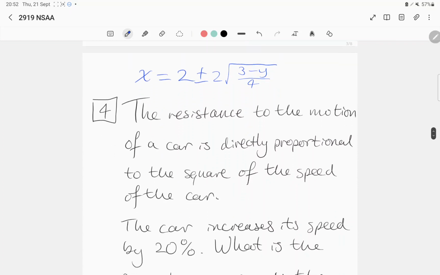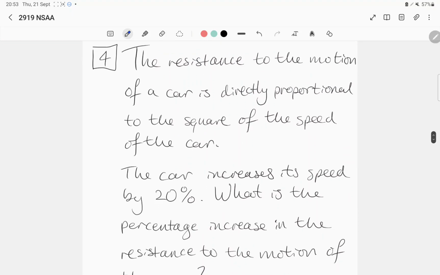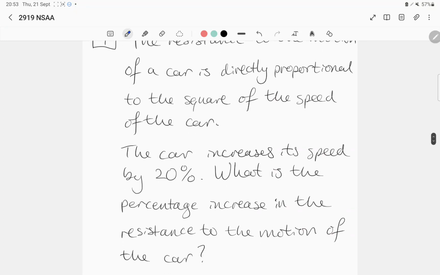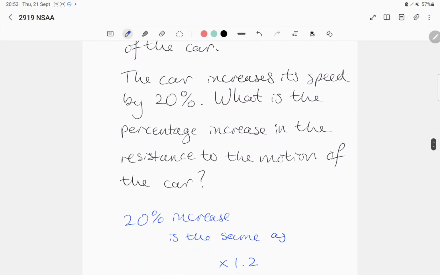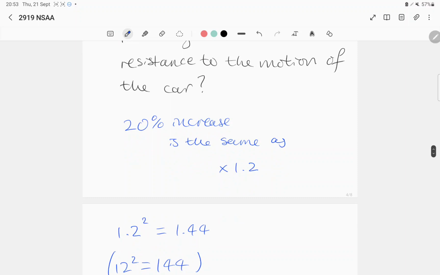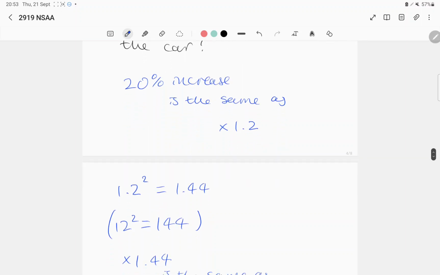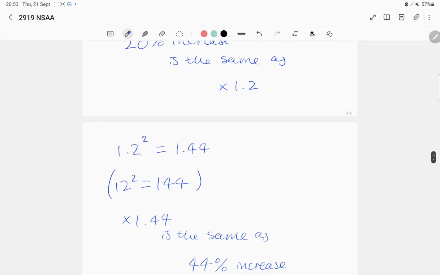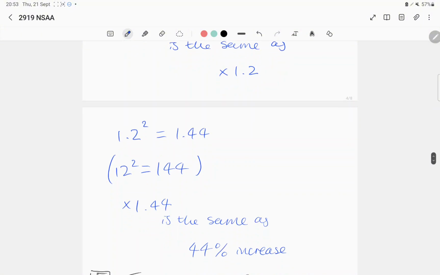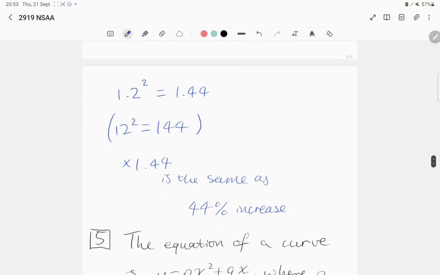Question 4. The resistance to the motion of a car is directly proportional to the square of the speed of the car. The car increases its speed by 20%. What is the percentage increase in the resistance to the motion of the car? A 20% increase is the same as multiplying by 1.2. And 1.2 squared is 1.44, because 12 squared is 144. Multiplying by 1.44 is the same as a 44% increase, and this is in fact the solution to question 4.